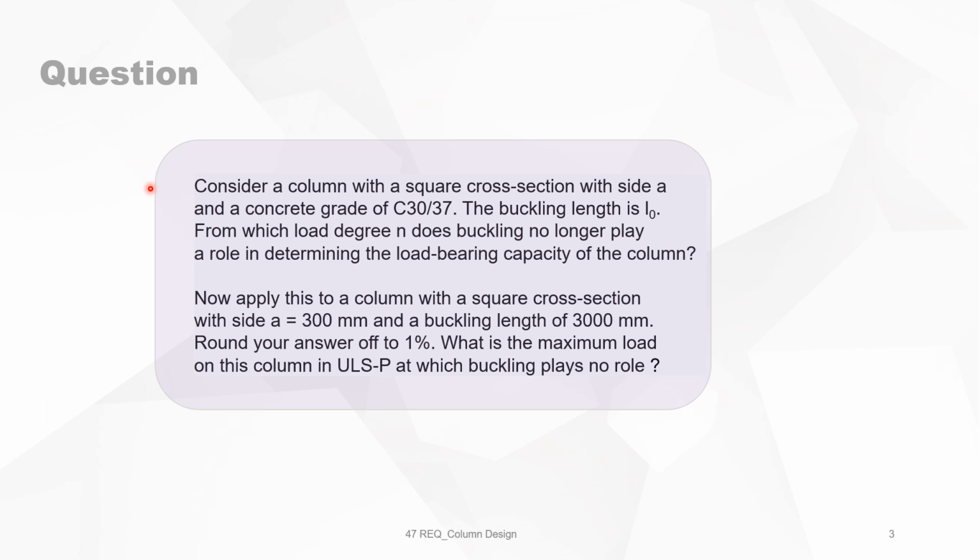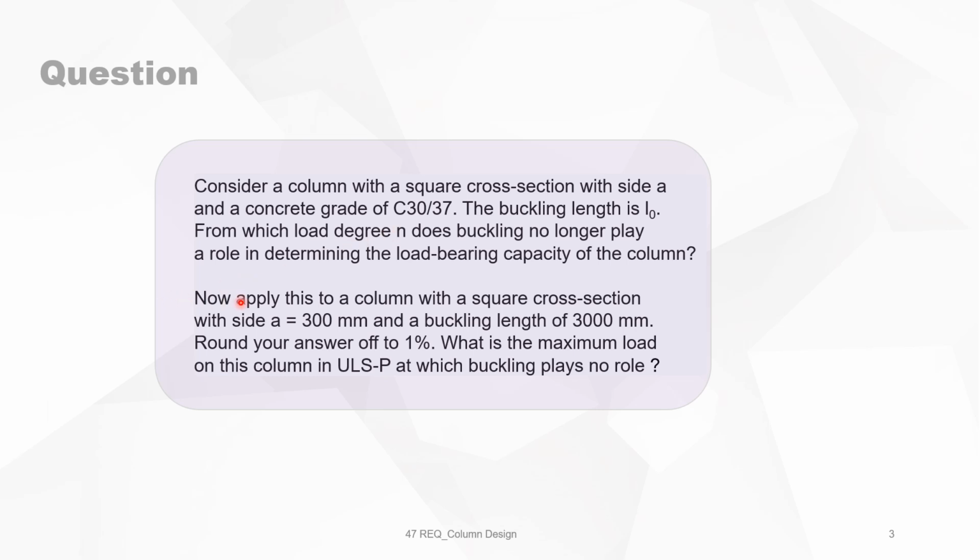Consider a column with a square cross-section with side A and the concrete grade of C30/37. The buckling length is L0. From which load degree N does buckling no longer play a role in determining the load-bearing capacity of the column?